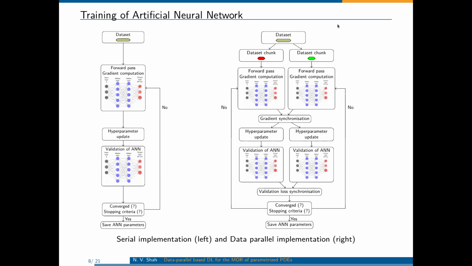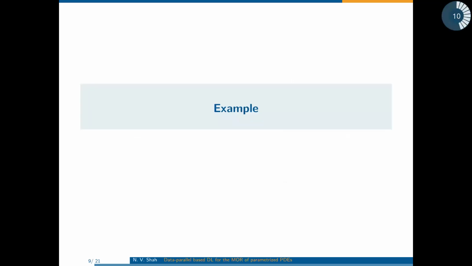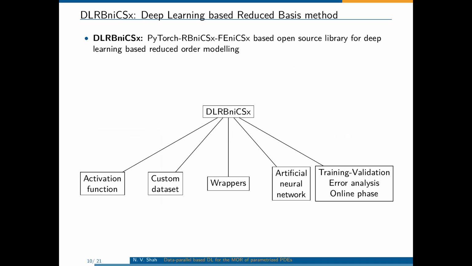In a serial algorithm, we would do the forward pass and gradient computation in serial. But here we split the forward pass and the gradient computation, but it comes at the cost of gradient synchronization once this is performed. And after the gradient synchronization, we perform the parameter update. We can do further steps related to validation of the artificial neural network to check whether there is any overfitting on the data set. Again, we can synchronize the loss and check if we want to continue the training or stop the training process.